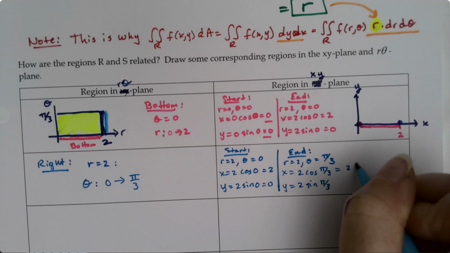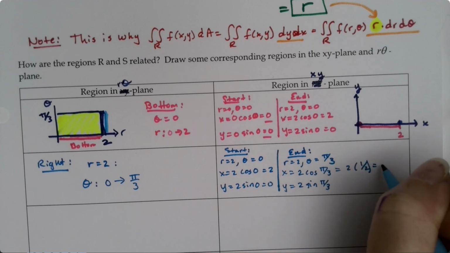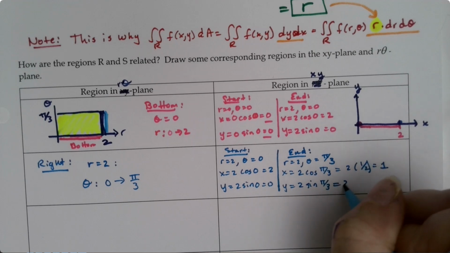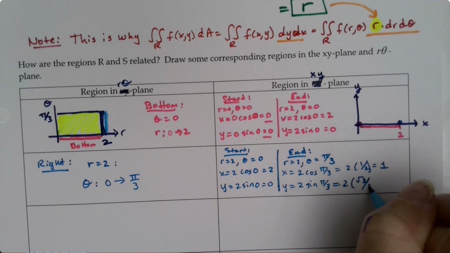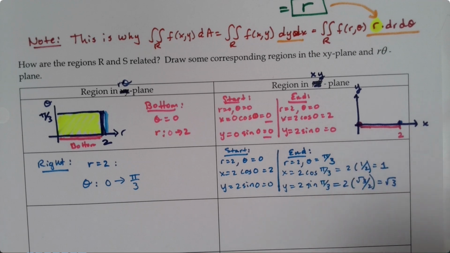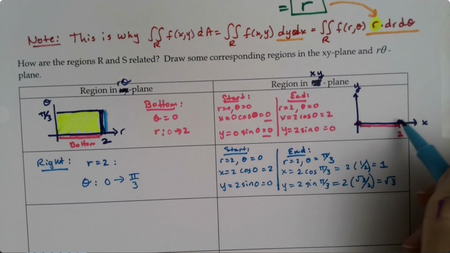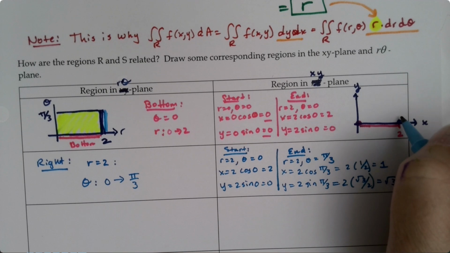So that's 2 times a half, which is 1. And this is 2 times the square root of 3 over 2, which is the square root of 3, which is about 1.7 or so. So that means that I'm arching backwards to 1 and about 1.7. So it's going to go like that and end up there.